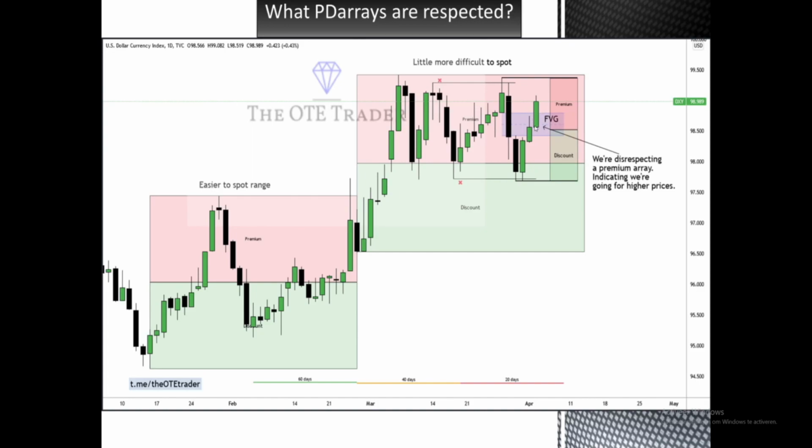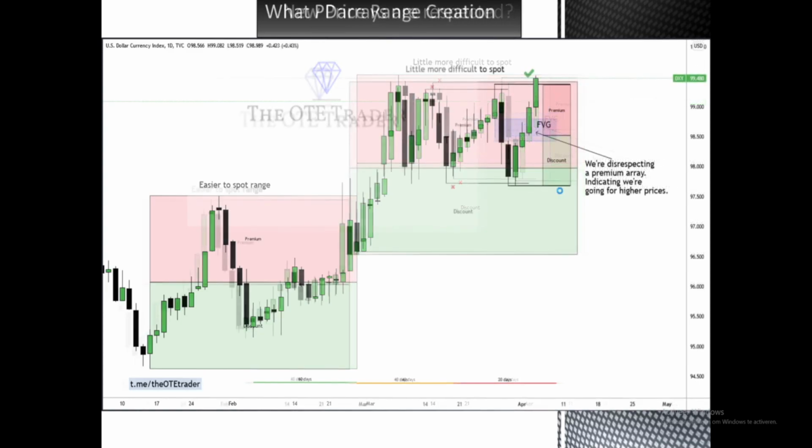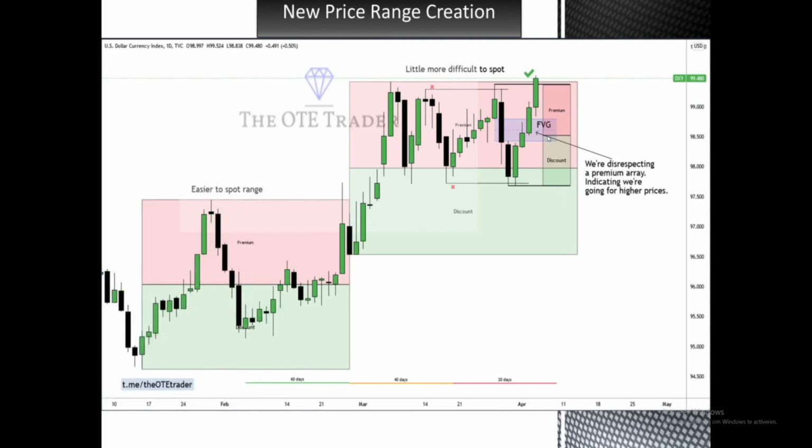And that's why I wait. I want to see certain things get respected, and this clearly got disrespected. So now let's see what this next daily candle does. It should draw and take out those highs, and eventually it did. So now you just gotta wait and see what happens.